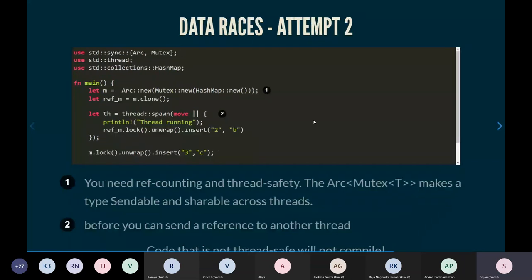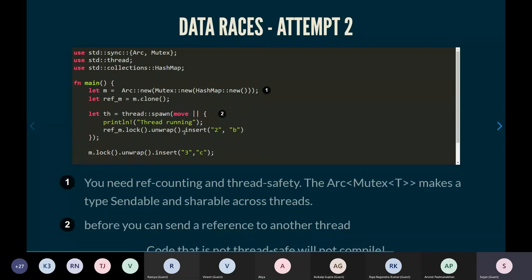So now we'll try attempt two. Attempt one failed because you cannot compile. Attempt two, what Rust forces us to do is put that hash map into a data structure that has ref counting and thread safety, right? This Arc gives you reference counting, Mutex gives you thread safety. You put the hash map in there, and now the language will allow you to pass it into the thread.